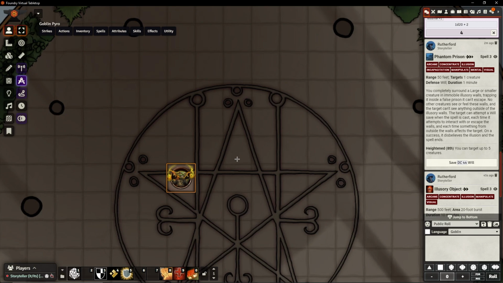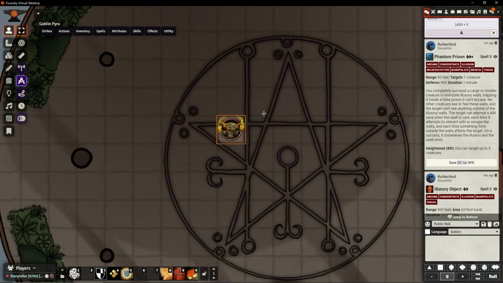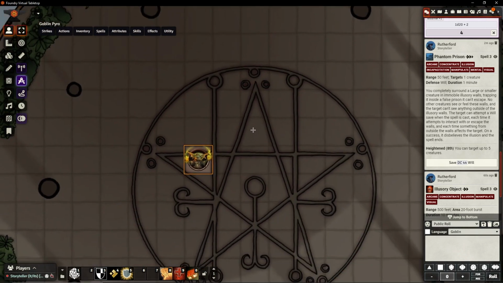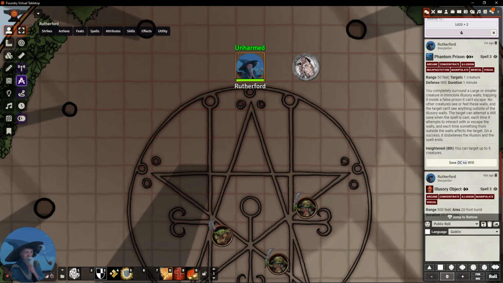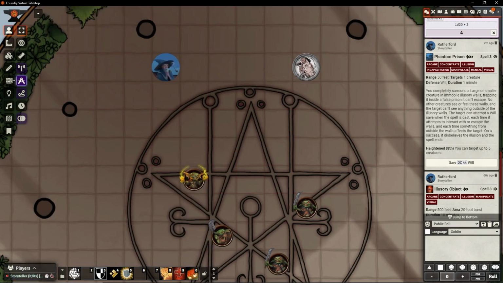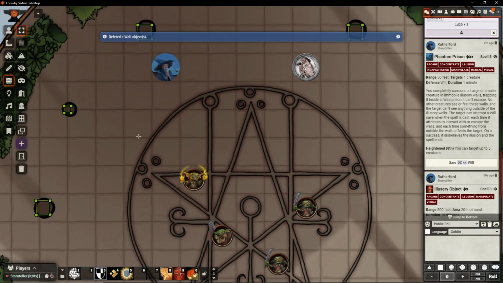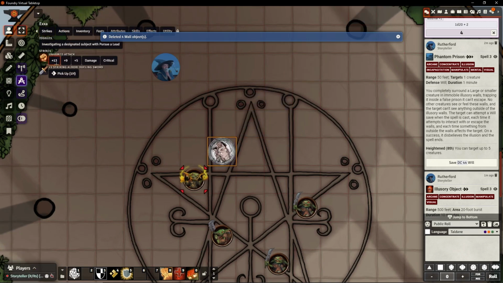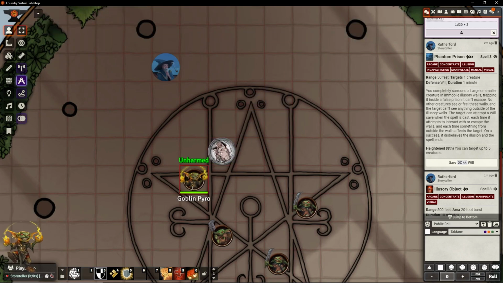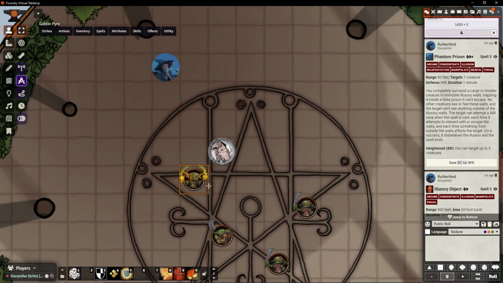And so all of these automatic will saves to attempt to disbelieve it are because of the fact that it is encased in this full enclosure. It can't attack anything, it can't affect anything. Well, your party can. Rutherford could be slinging spells in, Exxa could run up and start swinging their blade or punching through the walls, and this Goblin Pyro would be none the wiser.